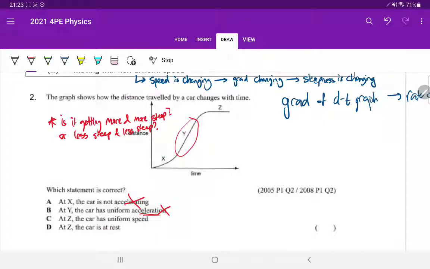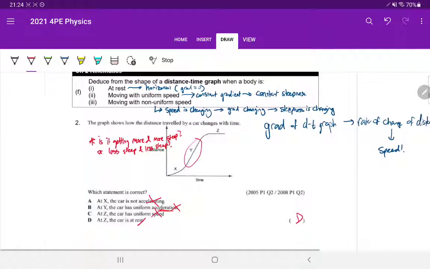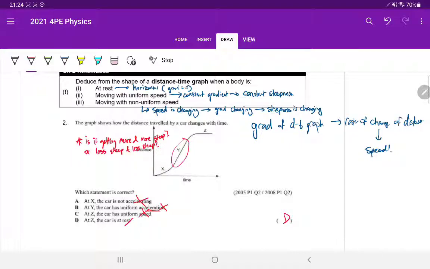At Z the car has uniform speed. Is that correct? Oh, actually no, sorry, that is wrong. At Z, it is not uniform speed because there is no speed at all. It's horizontal, the gradient is 0, the steepness is 0, so the speed is 0. Right? So it's wrong. At Z, the car is at rest. The answer is D. Alright? So I hope we're very clear now with how to interpret a distance time graph, and how to find the speed from a distance time graph. Okay?